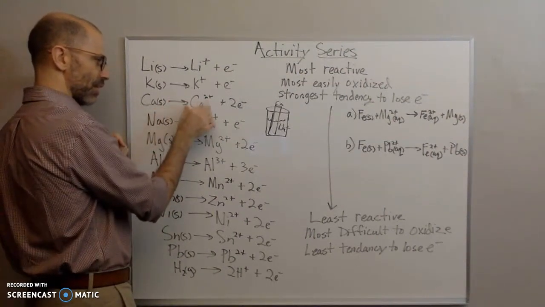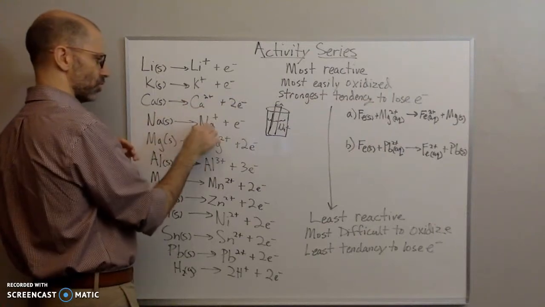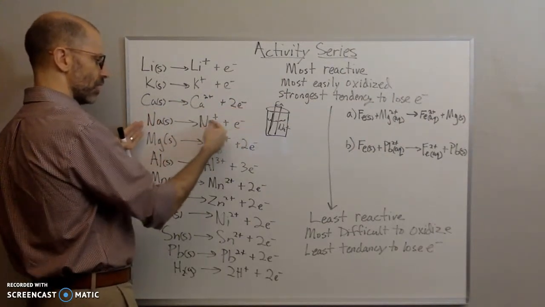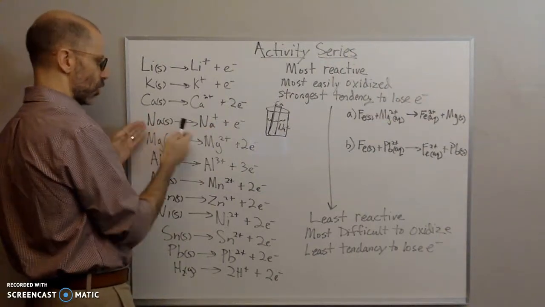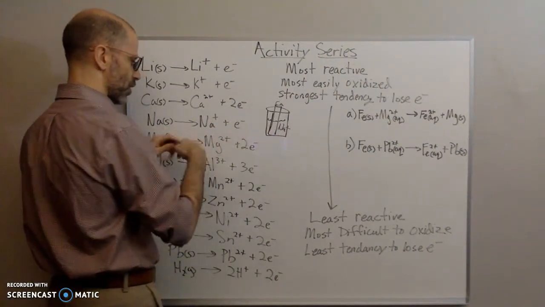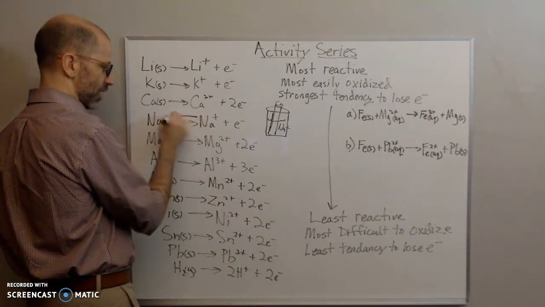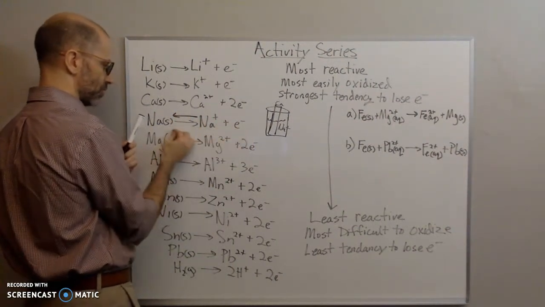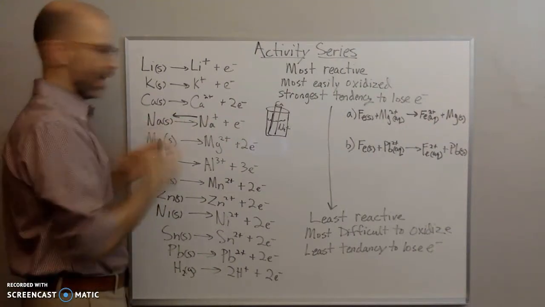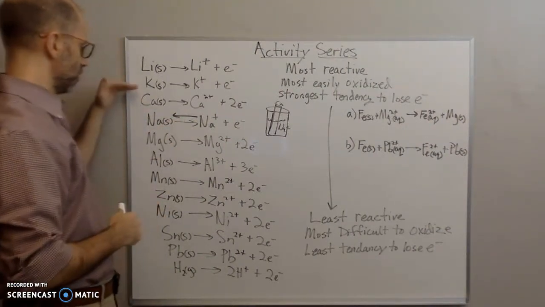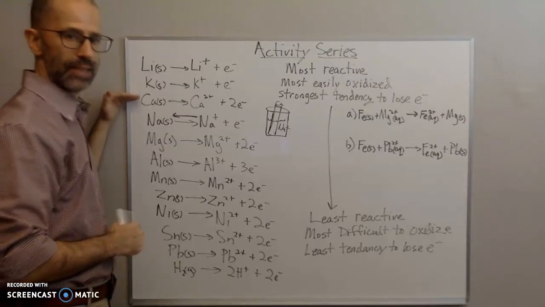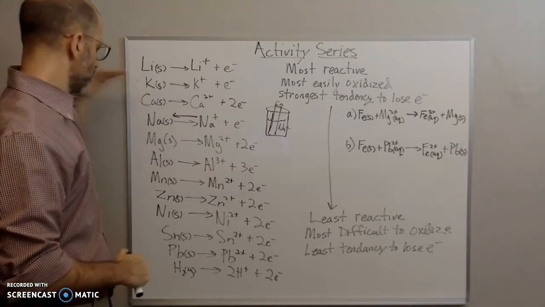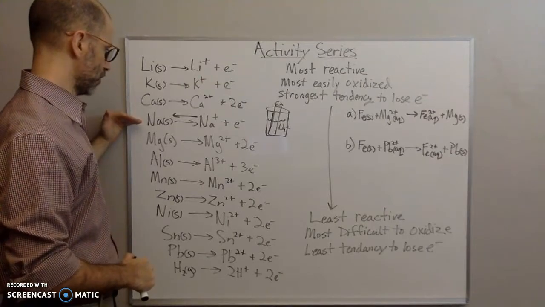So since calcium wants to lose the electrons more than sodium does, calcium is going to lose its electrons and force sodium to pick them up. So since you've got sodium plus already here, this is going to end up going in the reverse direction. The sodium plus is going to pick up the electrons and then go to sodium. And so because calcium is higher, more reactive, more likely to give off its electrons, that's going to be a spontaneous reaction.